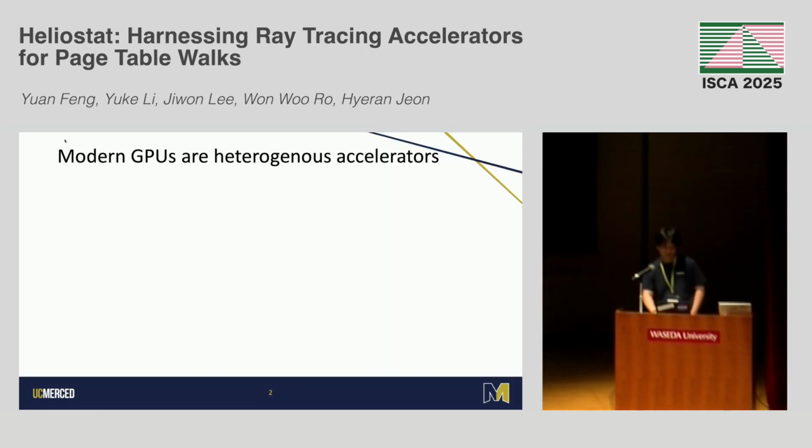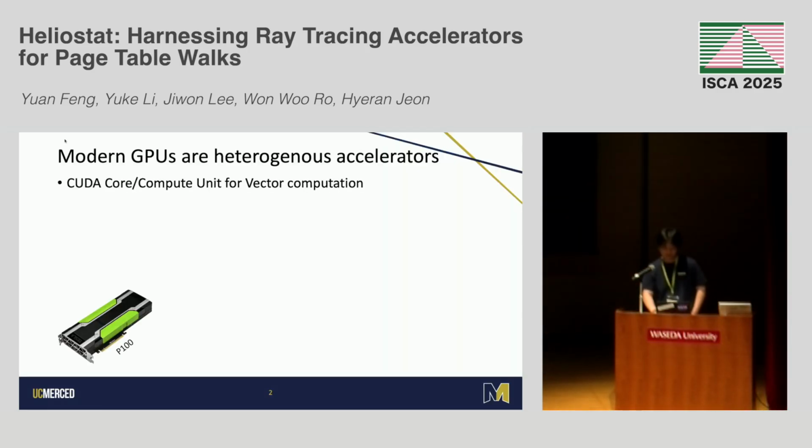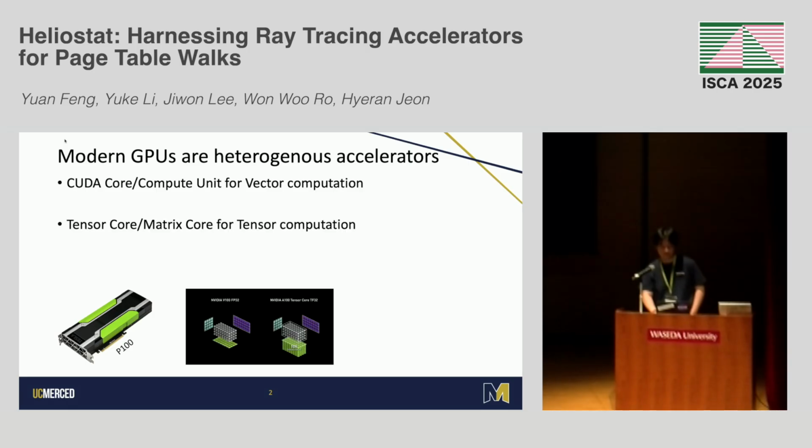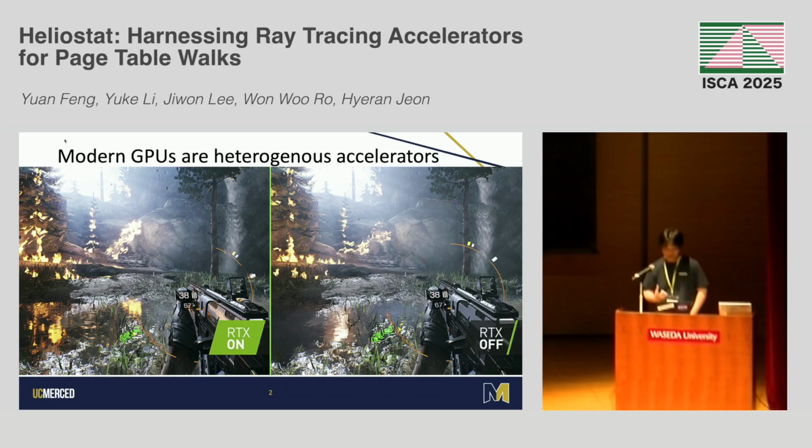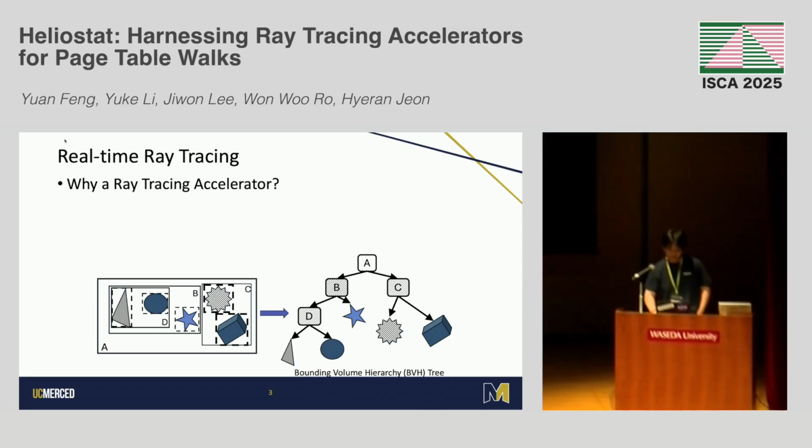Modern GPUs are becoming ultra heterogeneous. We have CUDA cores for vector computation. We have matrix cores for tensor computation. And more recently, we have ray tracing cores for accelerating real-time ray tracing workloads for graphics. And as shown in this fancy picture, ray tracing is a technique to render vivid light bounces and reflections in a scene. But firstly, why do we need a dedicated accelerator for this?